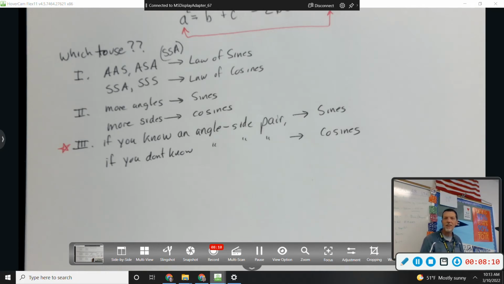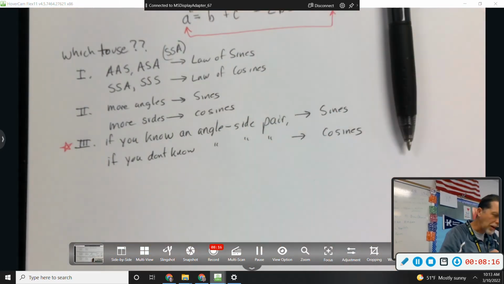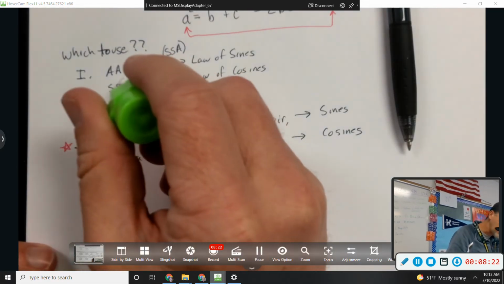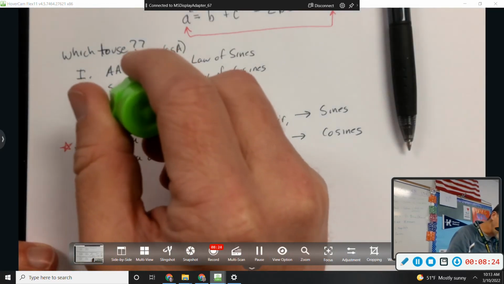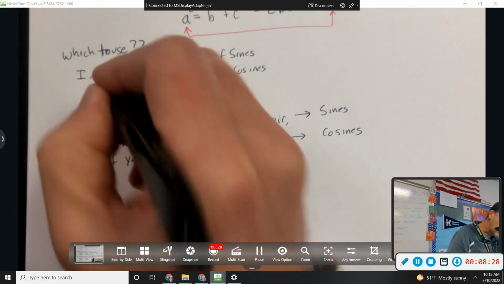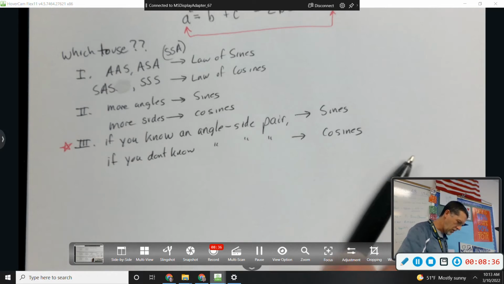On the which-to-use for law of cosines, it says SSA. Oh, it sure does. You're right. Man, I'm not working today. My brain. Good catch. That should not say SSA because that's not good. SAS. Thank you. SSA is law of sines, but it's a special case of law of sines that we're not going to do.